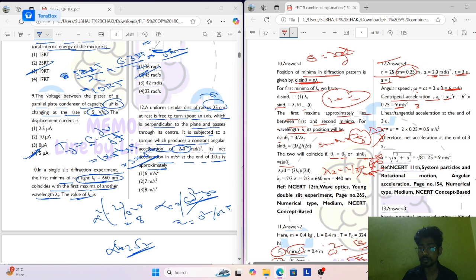Linear and tangential acceleration at the end of 3 seconds. a_t will be equal to what? Alpha into r. Alpha is what? 2, and r we already know is 0.25. So therefore a_t will be equal to 0.5.